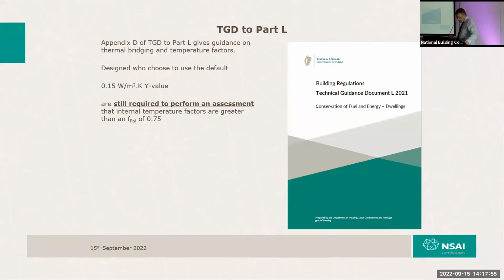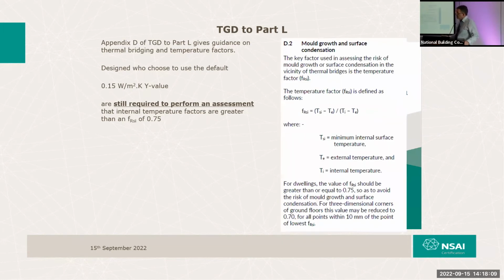And if one is just going with the backstop 0.15 value, which is probably an easier, less headache-filled route for some, there's still an obligation under Section D2 of Appendix D to TGD L to perform an assessment to ensure that you're not falling foul of any risk of internal surface condensation. And as I said earlier on, if we're demonstrating equivalence to ACDs, well, we're operating in a safe space, and we'll easily fulfill this requirement.